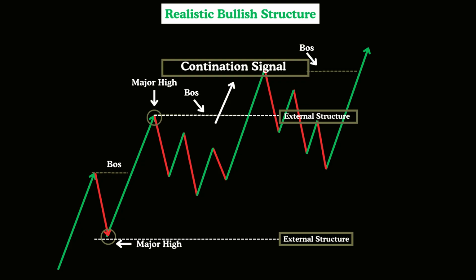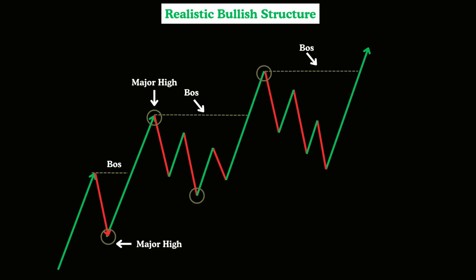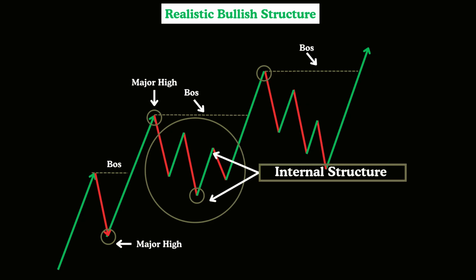Conversely, if price falls beneath the major low, this should be taken as a trend reversal indicator. The detailed internal price action within this external boundary is not critical, as long as price respects the latest major low. As long as this condition holds, the market is considered to be in a bullish phase.